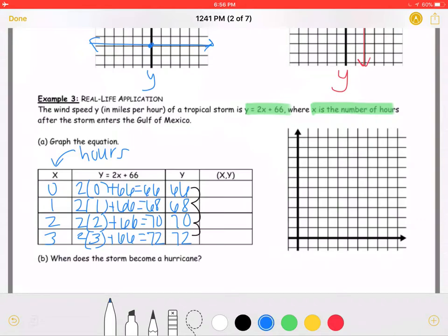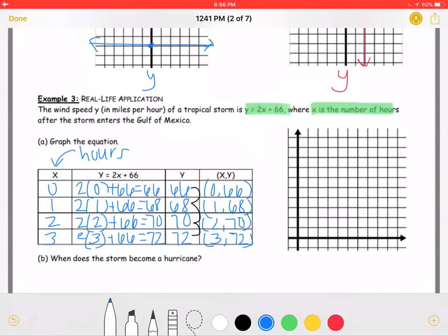Now what you need to do is create your ordered pairs so you know what you're graphing. So our first point is 0, 66. Then we have 1, 68, 2, 70, and 3, 72.